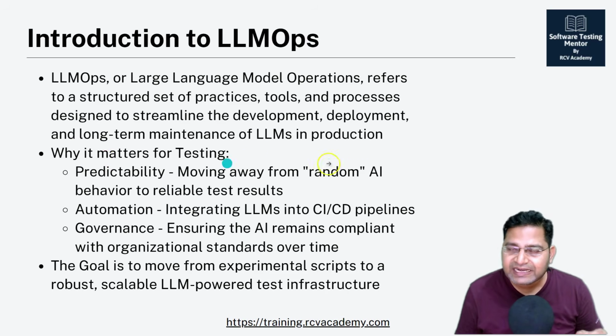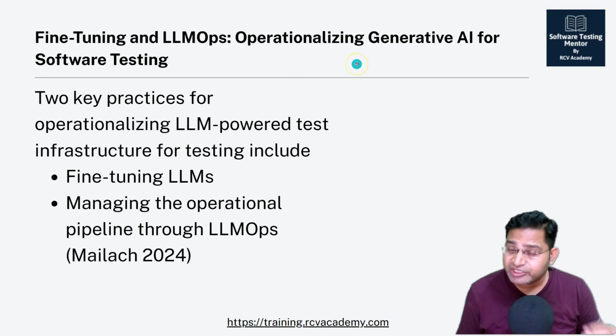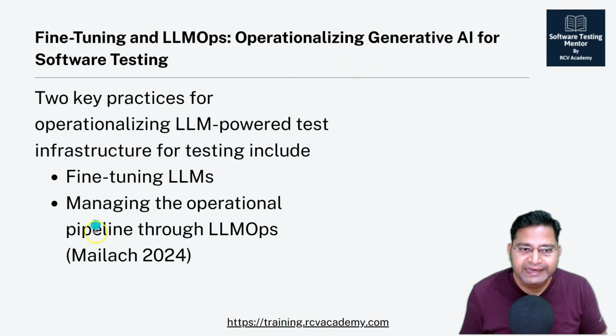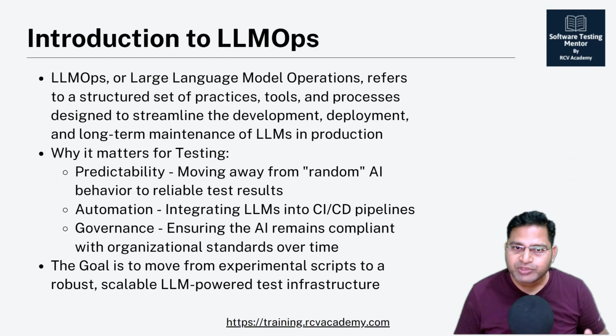Now, why exactly does it matter in testing? If you are operationalizing generative AI in software testing, first you will fine-tune, and then you have to deploy it within your organization to make sure you are using that fine-tuned model. For that, you need to follow a structured approach. Like DevOps, you need to follow LLMOps as well. So that's where LLMOps becomes important.